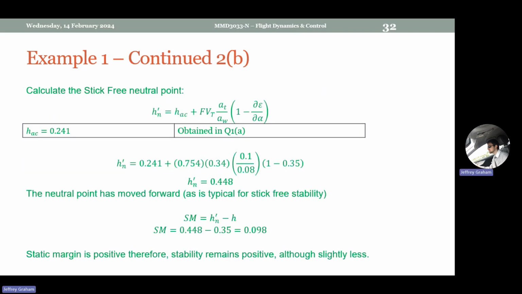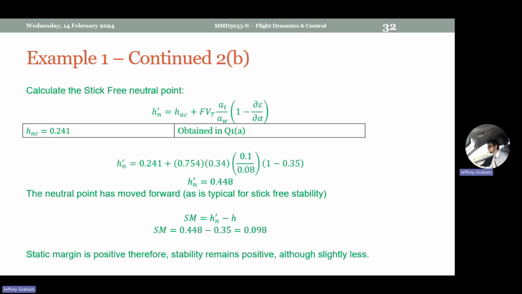Our neutral point. This is again just plugging numbers in. You'll see a lot of these are the same values from earlier on as well. Aerodynamic center doesn't move. Tail volume, our lift curve slopes, our downwash, just basically get multiplied by F effectively. So that is 0.448.